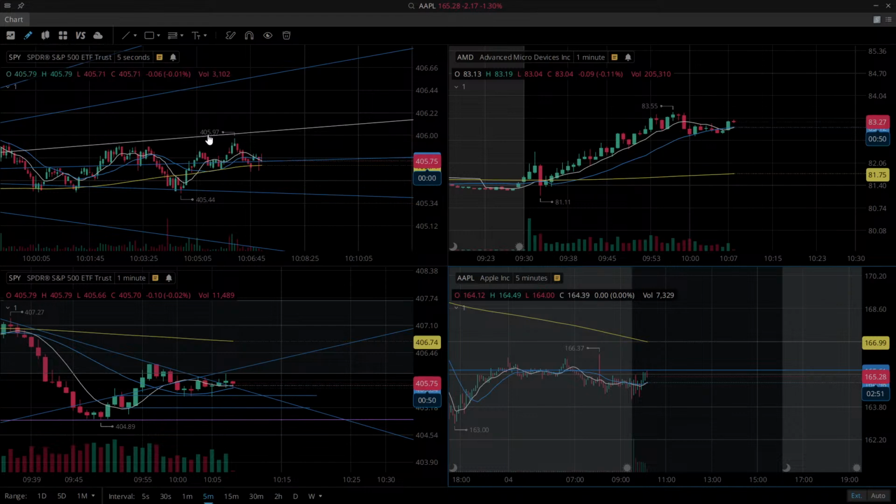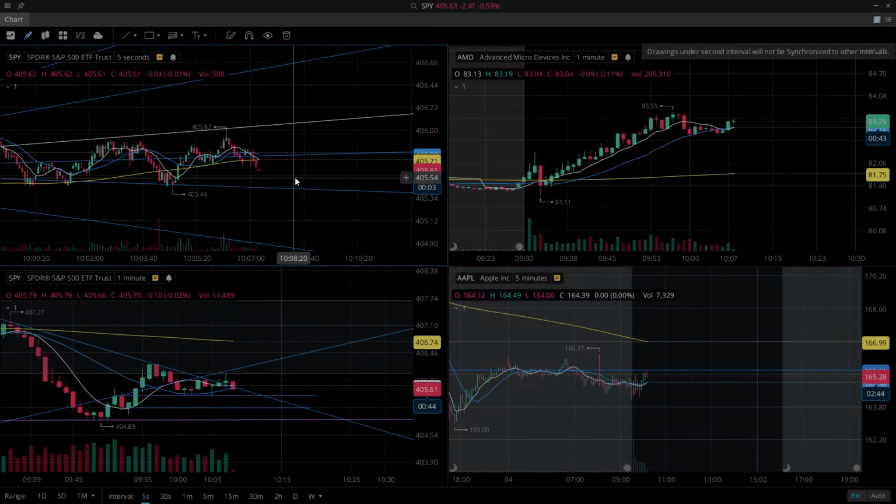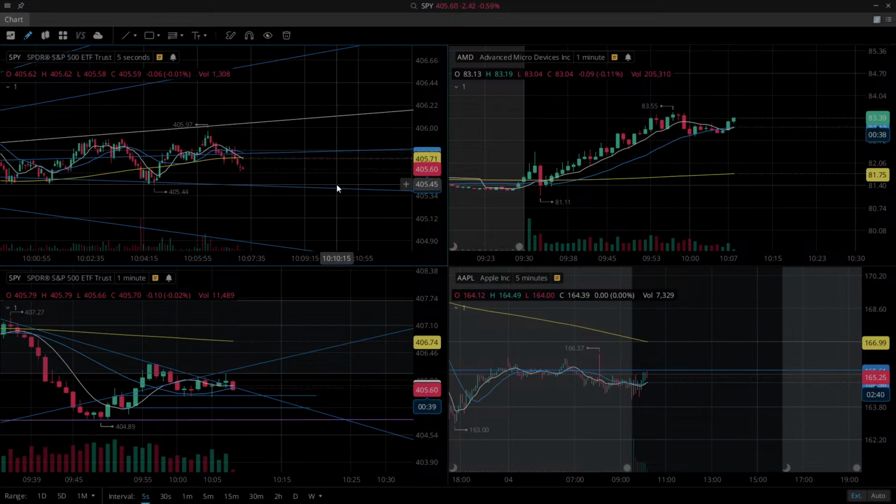So we got within 3 cents of that 406 target and a wick. So this leg was done. That's where you made your exit. Run it down. Leg 1, leg 2 expects 405.45 for target.